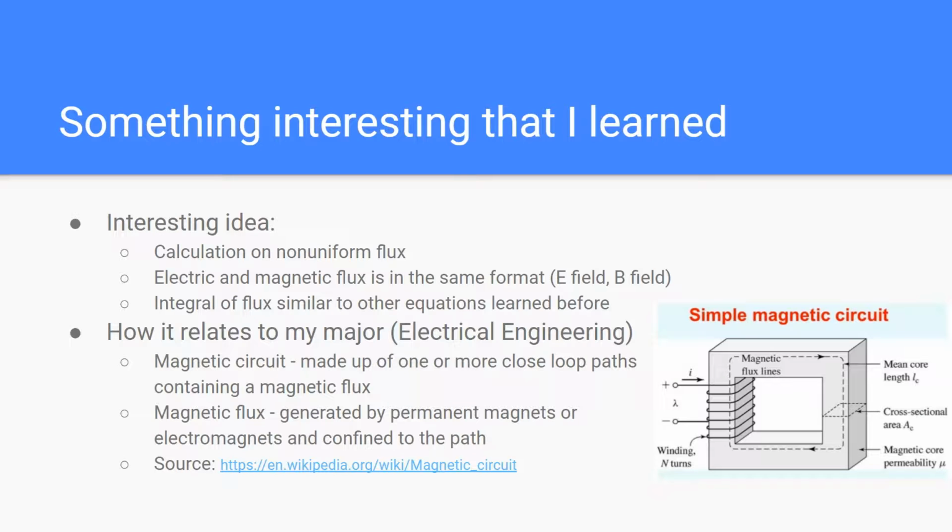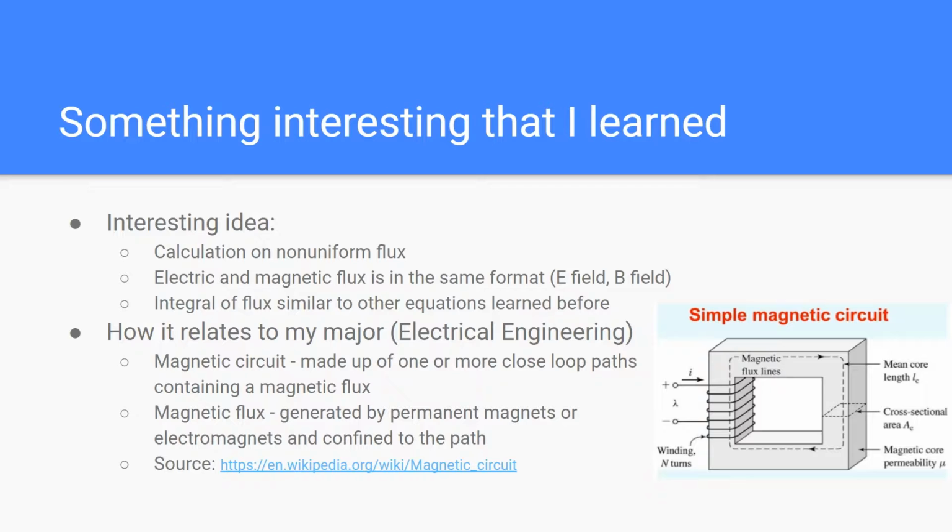Something interesting that I learned is the calculation of non-uniform flux and how it is in the same format for electric and magnetic flux, and so we just substitute E field to B field or B field to E field to calculate whichever one we need. And the integral of flux was really similar to other equations that we used before. For example, we know that we can calculate a magnetic field or electric field on a point charge using integral of infinitely small amounts of single charges and adding them up to find it for a loop or disk or anything else.